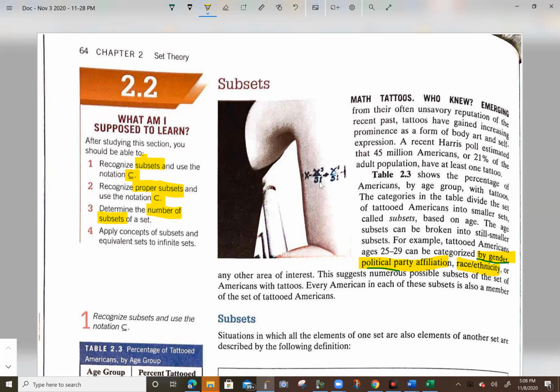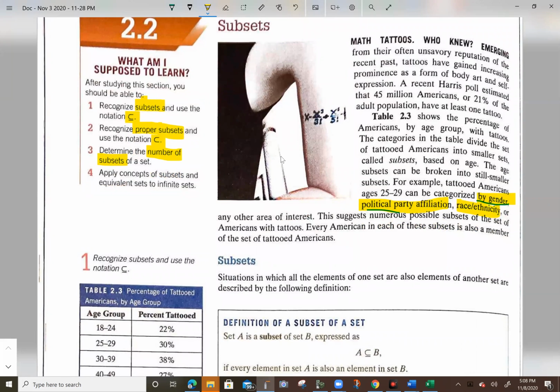Emerging from their often unsavory reputation of the recent past, tattoos have gained increasing prominence as a form of body art and self-expression. My sister has a math tattoo. A recent Harris poll estimated that 45 million Americans, or 21% of the adult population, have at least one tattoo. Table 2.3 shows the percentage of Americans by age group with tattoos.